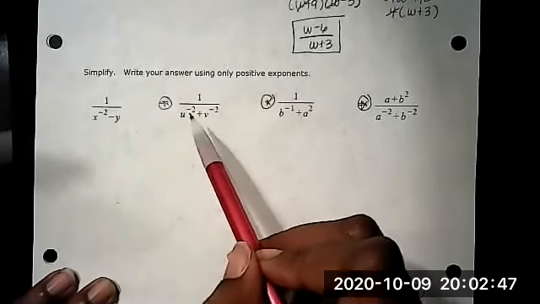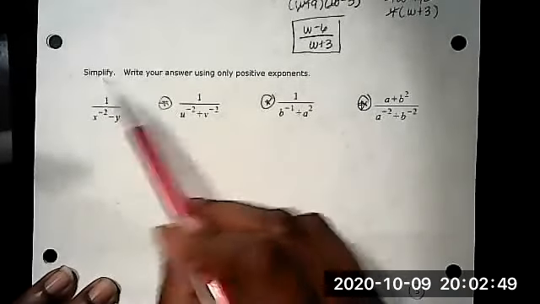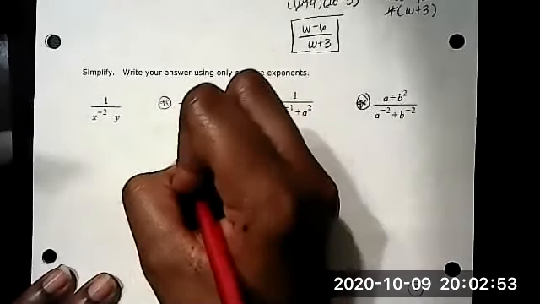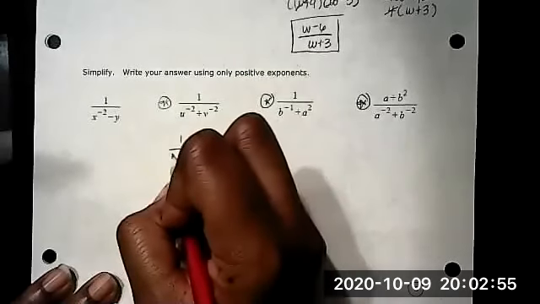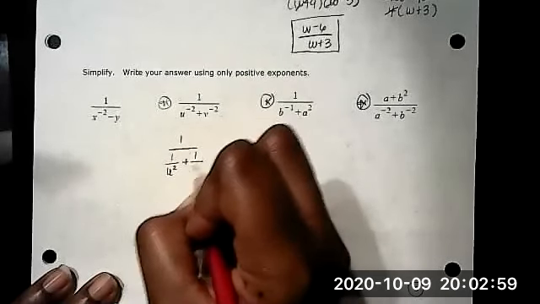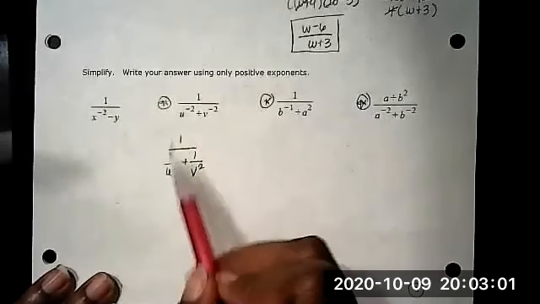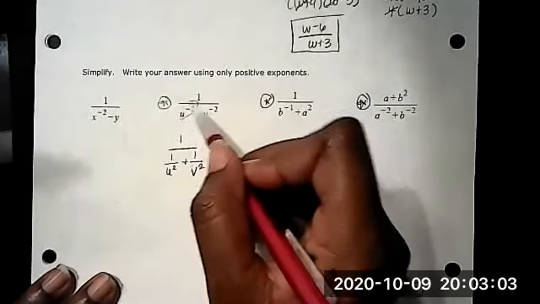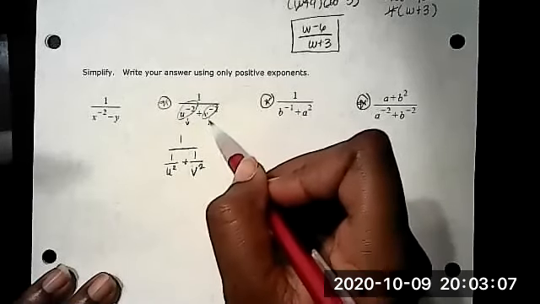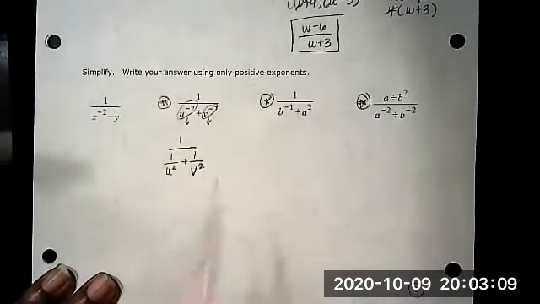What you're going to do here, those have a negative exponent. Write your answer using only positive exponents. So this is actually rewritten as 1 over u squared plus 1 over b squared. Because it has a negative exponent, it has to go to the bottom of a fraction. Negative exponent has to go to the bottom of a fraction. And that's what I did there.